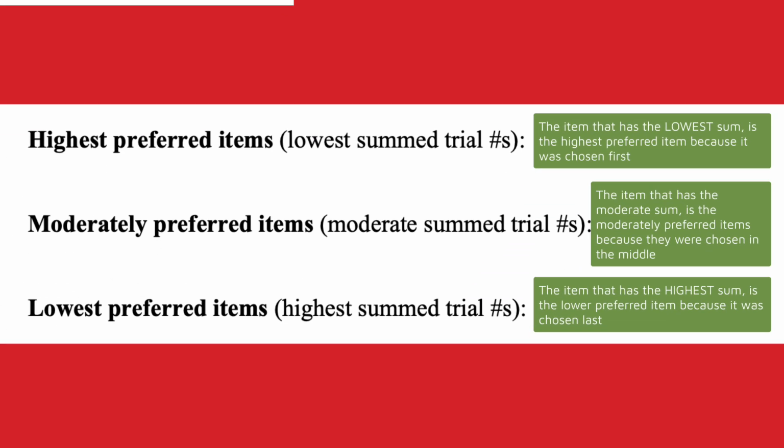Then I'm going to have my highest, moderately, and lowest preferred items. Highest preferred items are going to be the items that have the lowest sum. It is the highest preferred item because it was chosen first, which means it was one of the first items chosen in this preference assessment. Then you're going to have your moderately preferred items. The item that has the moderate sum is the moderately preferred item because it was chosen in the middle. And then you'll have your lowest preferred items. The item that has the highest sum is the lowest preferred item because it was chosen last.